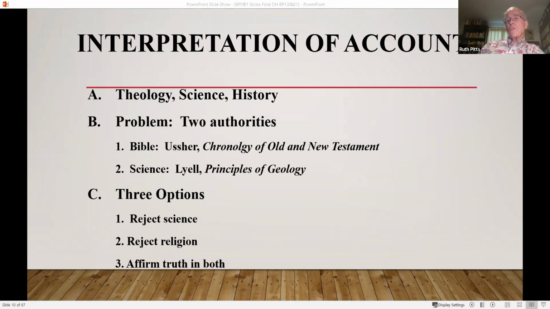One extreme was to reject science. Another extreme was to reject religion. And another position, a mediating position taken by most ministers, was to affirm that there is truth in both of these. There was a famous debate that transpired at Oxford the very next year following Darwin's publication, in 1860. And Wilberforce was representing the church and he rejected science. Huxley was representing science and he rejected religion.